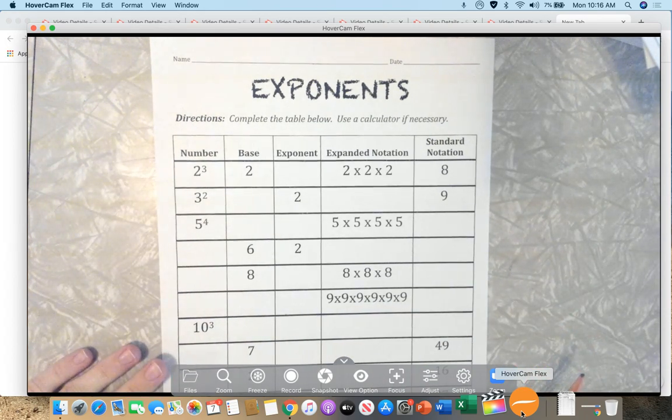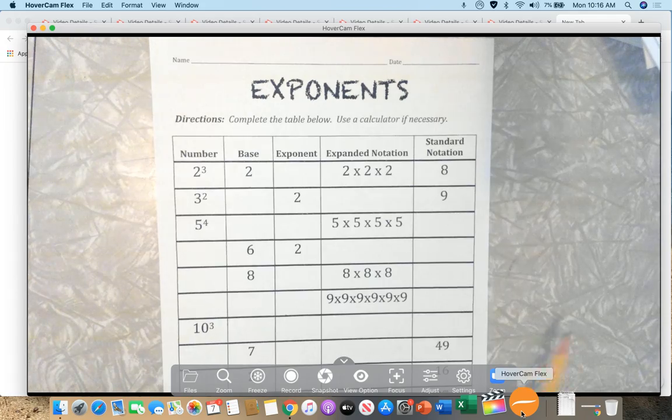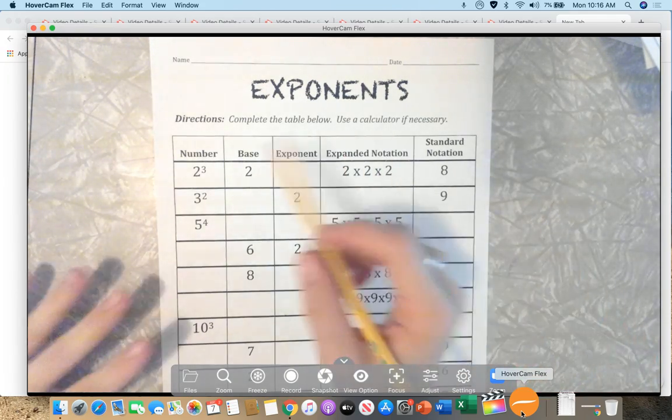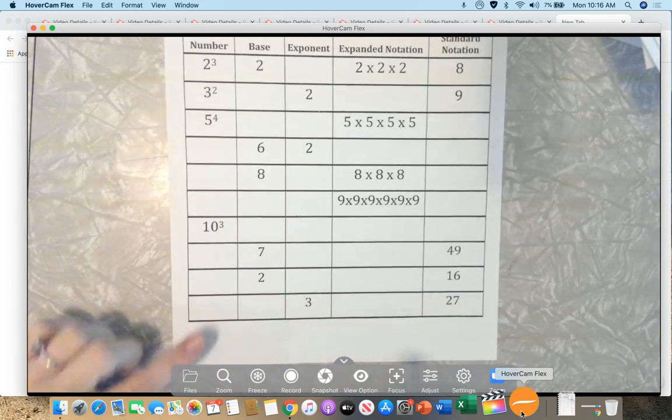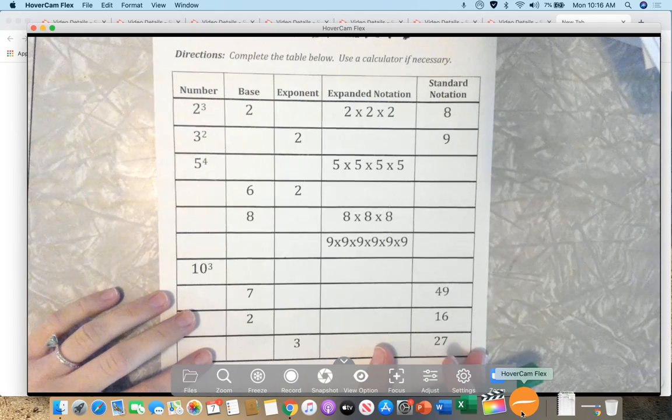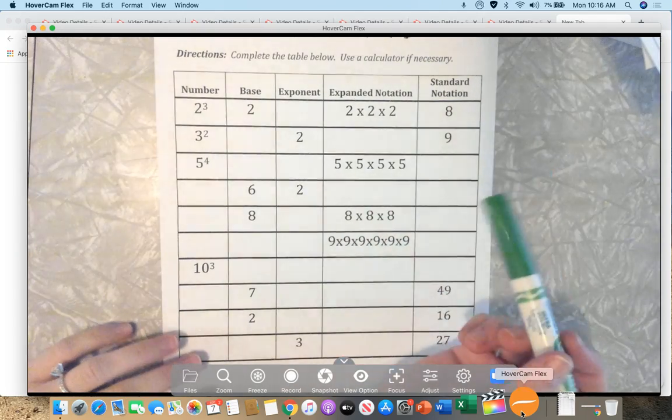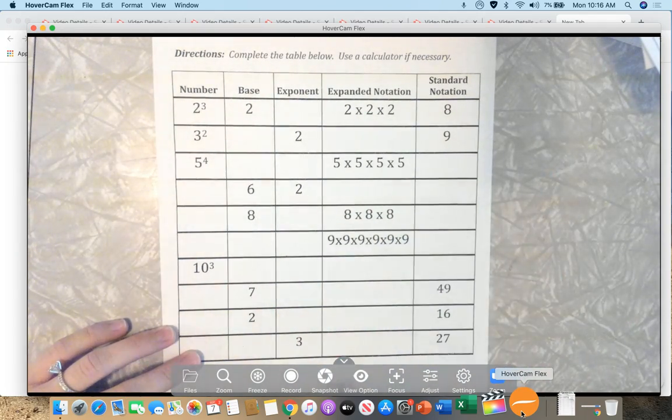This is your activity today. It's reviewing what we've been doing in chapter 2. We're working with bases and exponents, okay? So I'm going to go through a couple of these. Some of the more challenging ones are at the bottom, and I'm just going to explain what you're doing. You're going to complete the table and you need to fill in all the blanks.